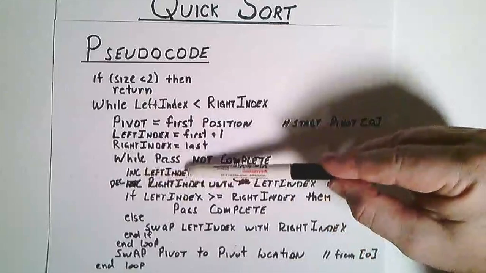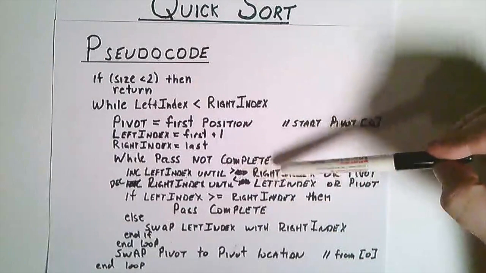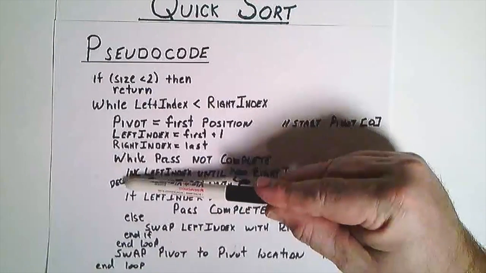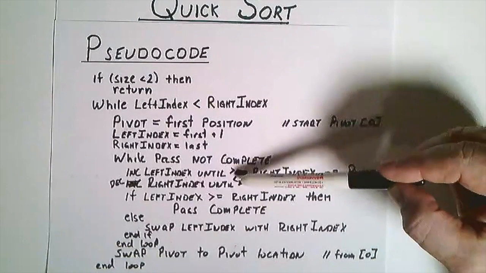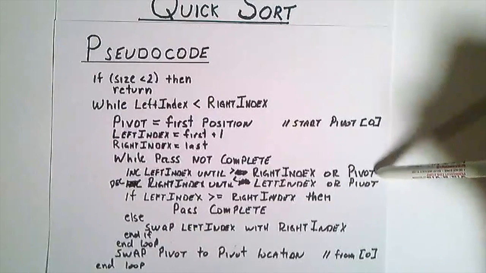So our pass is complete when we keep looking, we increment the left index. We look at the value. Is it greater than the pivot? Nope. We keep increasing until we find one that is not greater than the pivot. And then we decrement the right side until we find any value that's lower than the pivot or lower than the left index value.